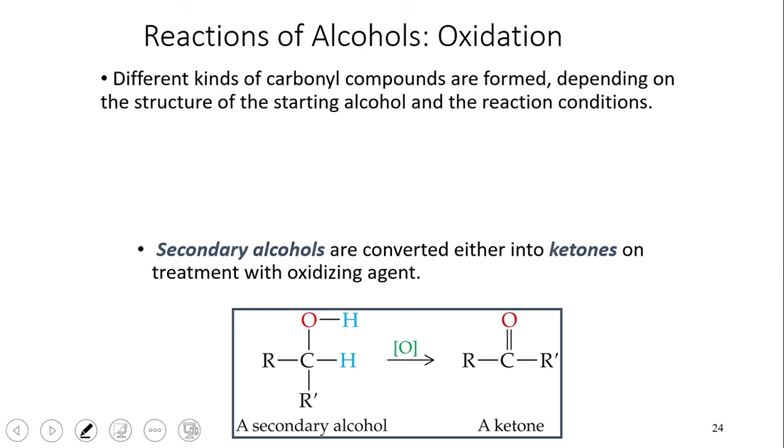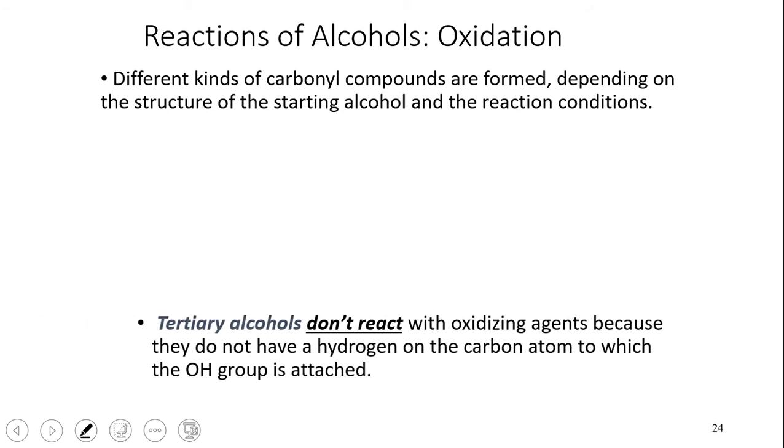In a secondary alcohol, the OH group is attached to a carbon that has two substituents on it and therefore only one hydrogen. That means there's only a possibility for one round of oxidation to happen here. The resulting carbonyl compound in this case will be a ketone. Tertiary alcohols do not have any hydrogens attached to the OH-bearing carbon. The carbon in that case is connected to three carbon substituents, and therefore tertiary alcohols will not react with oxidizing agents.